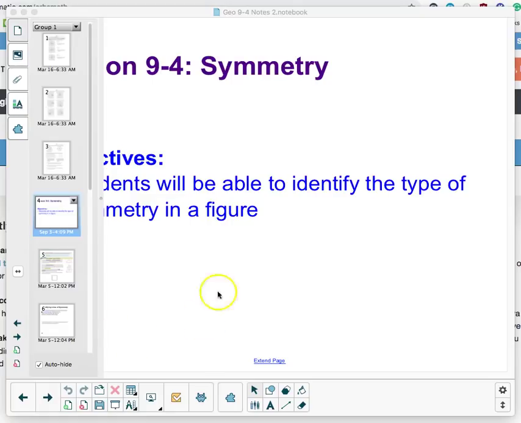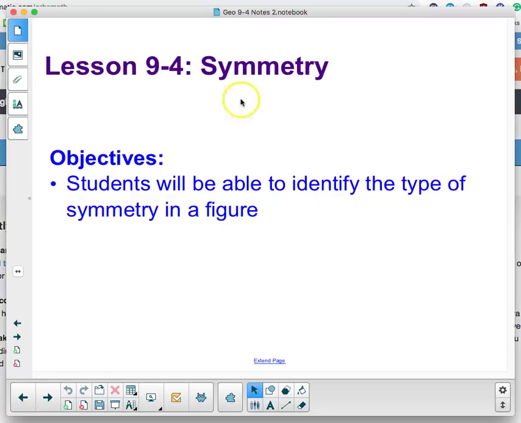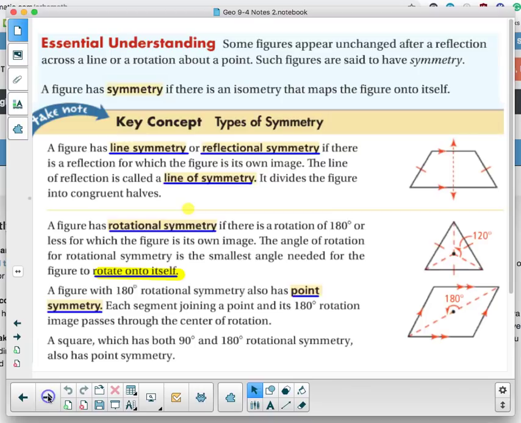Okay, this is geometry, section 9.4, symmetry. Objective: students will be able to identify the type of symmetry in a figure. You'll need to write that down at the top of your notes. Students will be able to identify the type of symmetry in a figure.